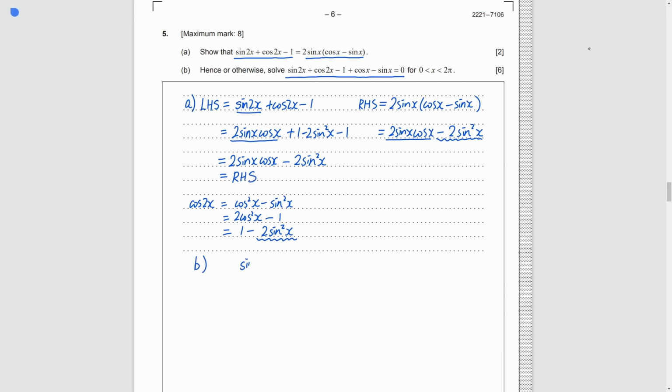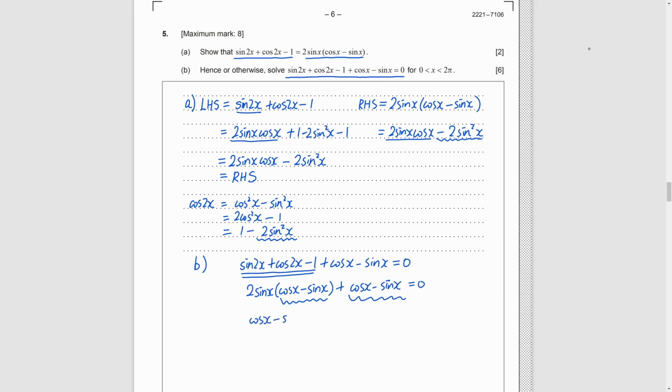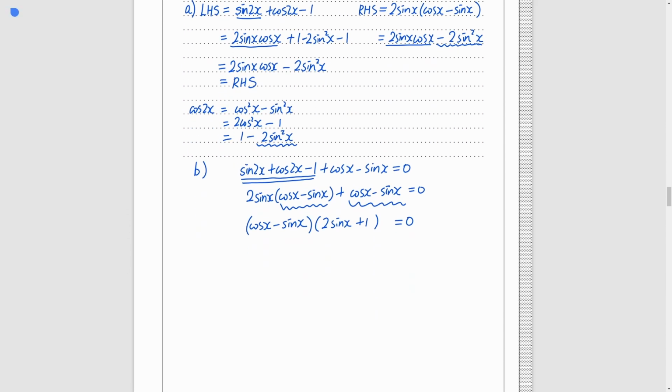Part B. Solving trigonometric equation. Obviously, we need to change the left-hand side thing by part A's identity. And after that, we need to have good observation. Cosine x minus sine x are the common factor for the front and the later parts, so we can factorize it. By the factor rule, cosine x minus sine x is equal to 0, and 2 sine x plus 1 is equal to 0. We can get tangent x equals 1 and sine x equals negative half.